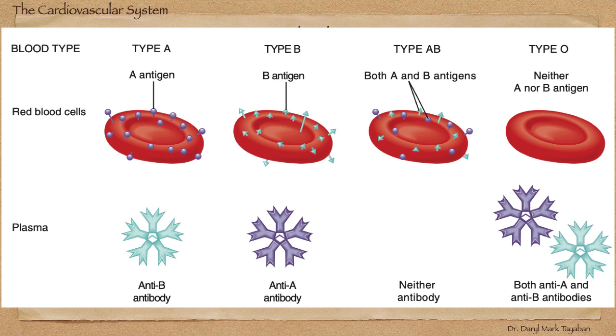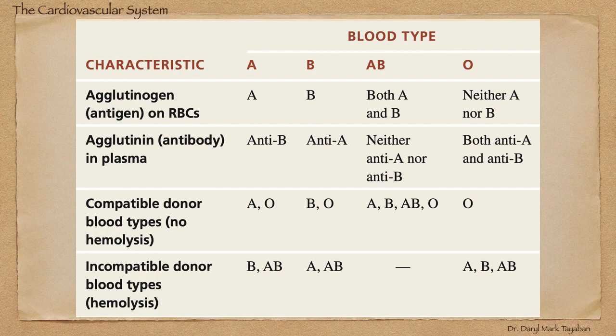Blood plasma usually contains antibodies called agglutinins that react with the A or B antigen if the two are mixed, as we mentioned earlier. These are the anti-A and anti-B antibodies, like the ones I explained earlier. Actually, it's the same thing, no?